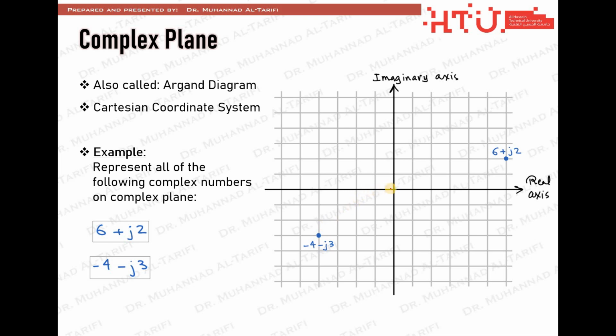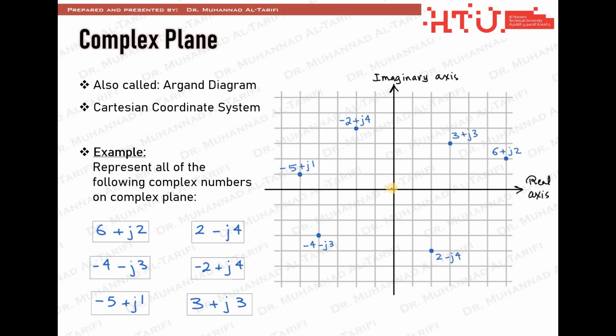Check out 4 more examples. Note that up to this point, all numbers are represented as a real part plus j imaginary part, which is what we call rectangular or Cartesian form.